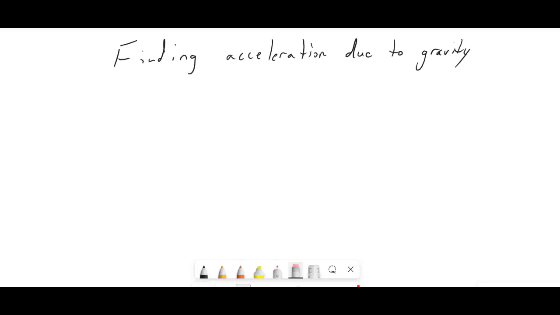Hey, physics folks, let's take a look at how to find the acceleration due to gravity. Things speed up when they fall. What's the acceleration going to be? Let's look at finding the acceleration due to gravity on Earth, and we'll use some facts about me, my weight, in order to do it.